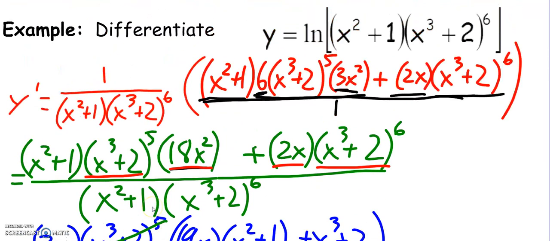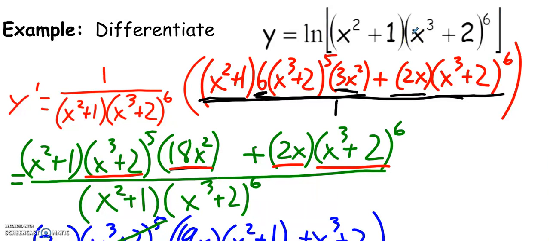How did I get this? Well, I just went through the process of finding the derivative. So natural log, I take 1 over whatever I'm taking the natural log of, and then times the derivative of what I'm taking the natural log of. So that looks like this. Y prime equals 1 over quantity x squared plus 1 times x cubed plus 2 to the 6th power, and then times the derivative of what I'm taking the natural log of.